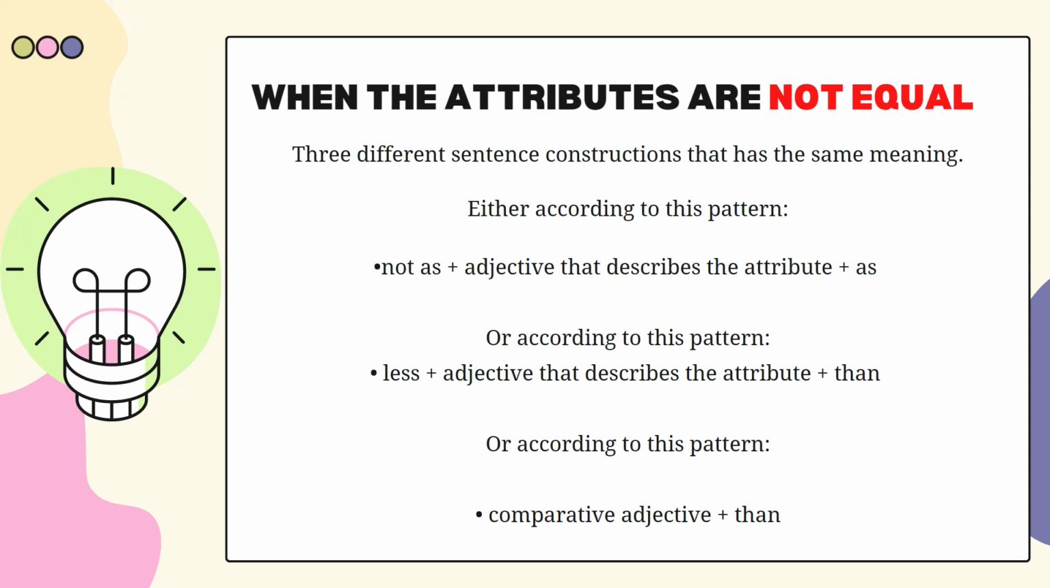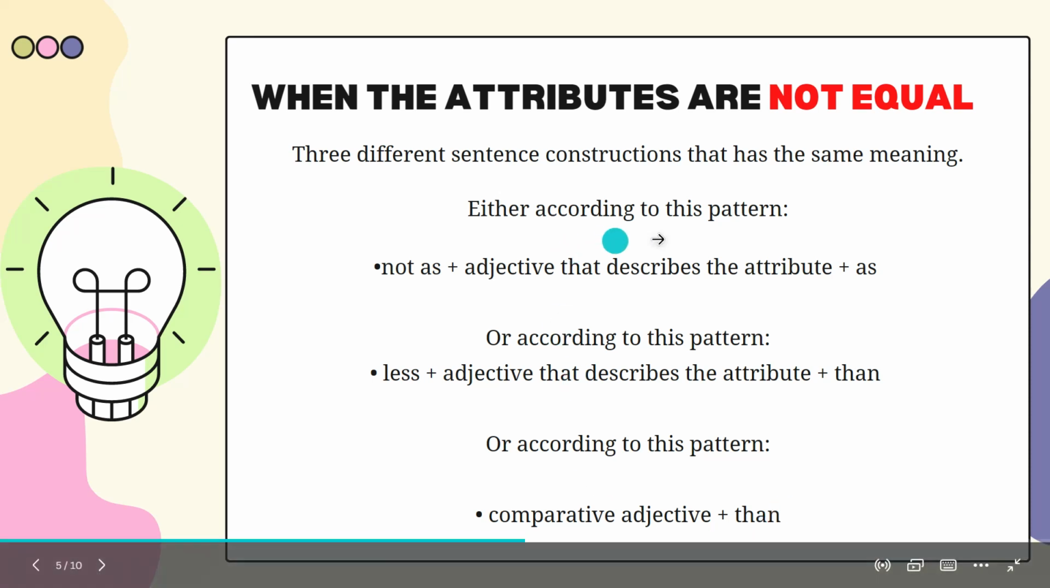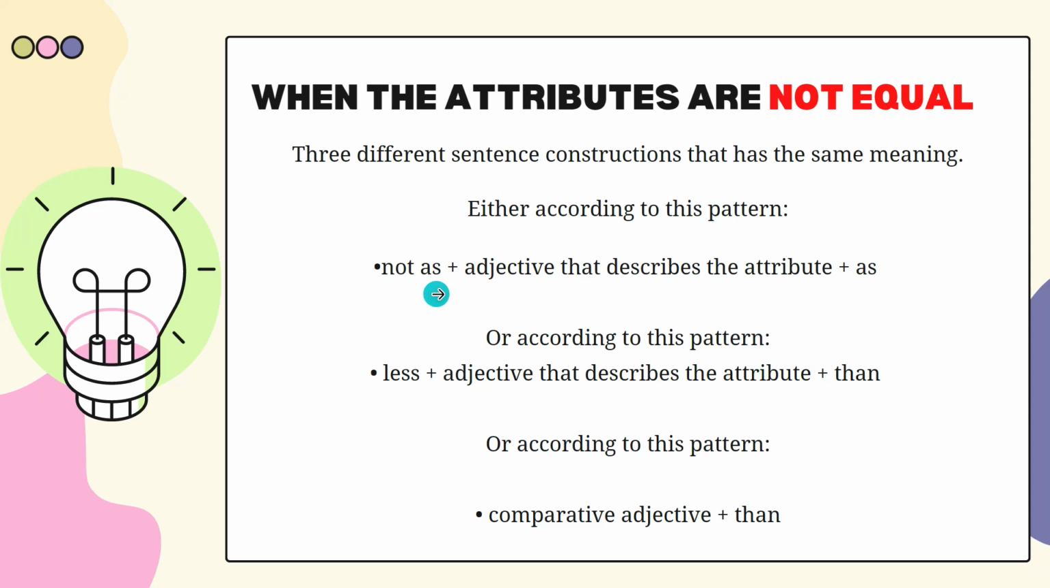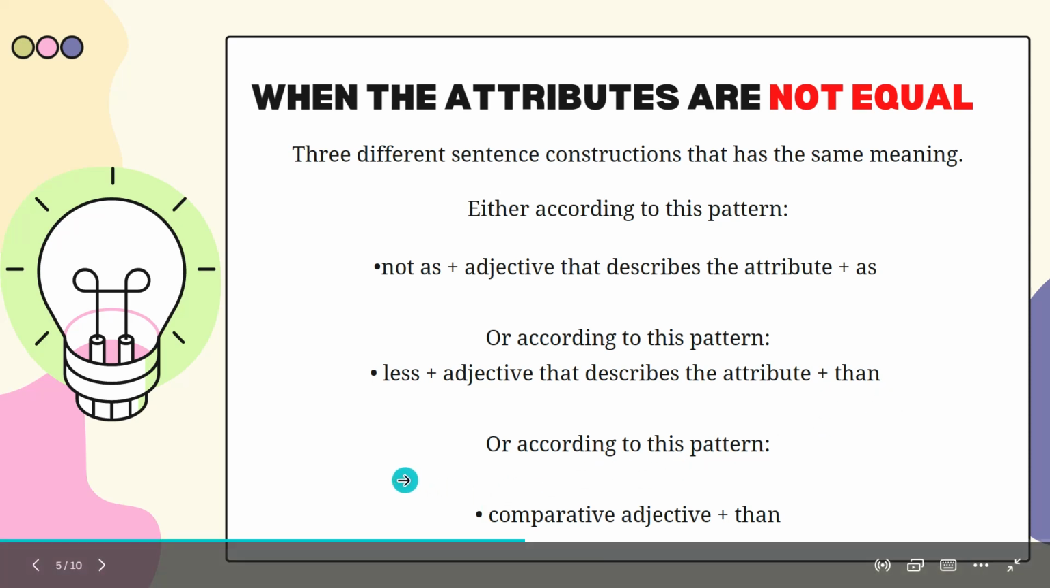Now, when two attributes are not equal, there are 3 different sentence constructions that have the same meaning. So either according to this pattern, not as plus adjective that describes the attribute plus as, or according to this pattern, less plus adjective that describes the attribute plus than, or according to this pattern, comparative adjective plus than. Okay?